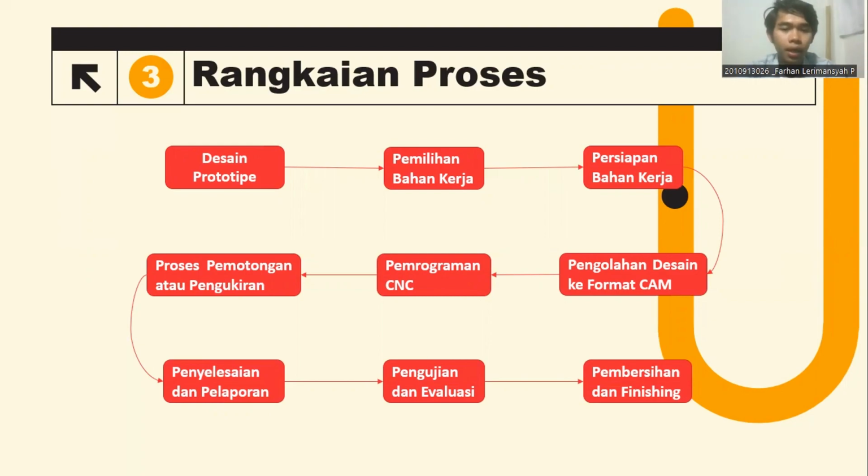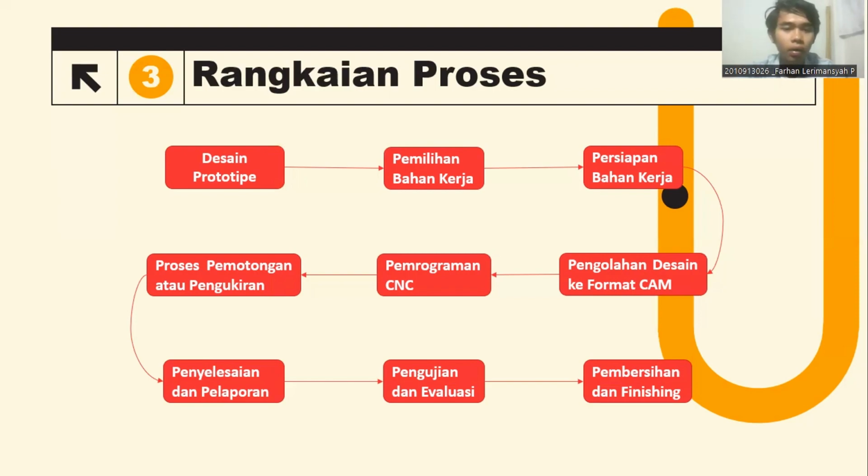4. Processing design into CAM format. Convert the CAD design into a format that can be used by CNC processing equipment. This involves generating G-code that will control the CNC equipment's movement. 5. CNC programming. Program the CNC equipment, milling or cutting machines, using the created G-code. This will guide the equipment in executing a series of movements to remove unwanted material according to the design.